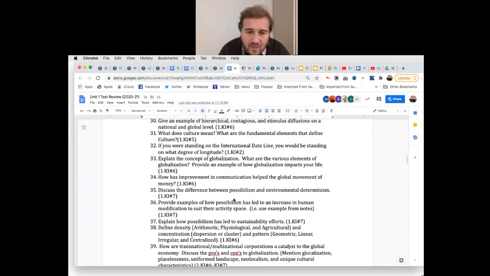Provide examples of how possibilism led to an increase in human modification to suit activity space. Well, possibilism has created many activity spaces, from religious spaces to extracurricular spaces to athletic spaces to educational spaces to retail spaces. It's shaped everything around us in our landscape.